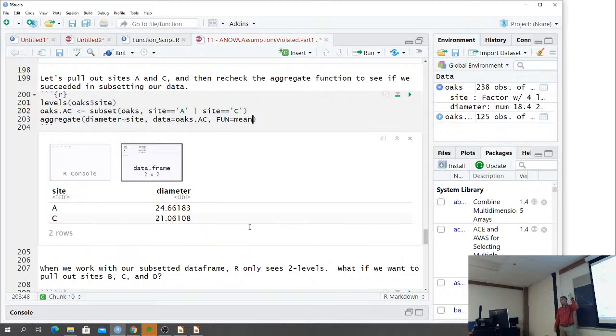So what this has done is we've taken this data set that has all 4 sites in it, and it's pulled out sites A and C and put them into a new data frame. Now, once we have this, we can utilize the t.test function to run a t-test comparing these 2 means.